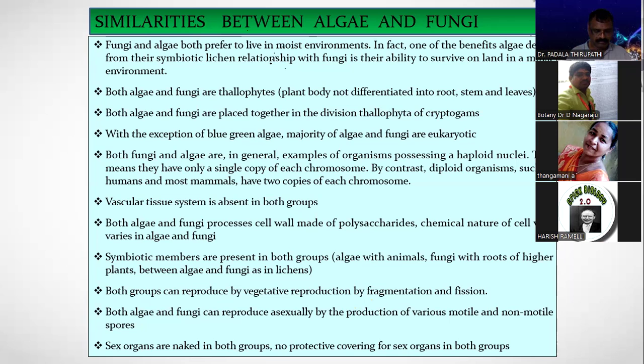One is photosynthetic and another one is heterotrophic. In the life cycle, it is a haplontic life cycle. And especially in the Rhodophyceae, we have a haplodiplontic life cycle.